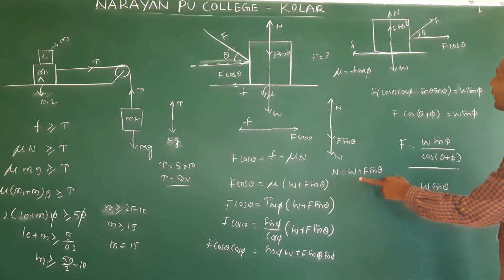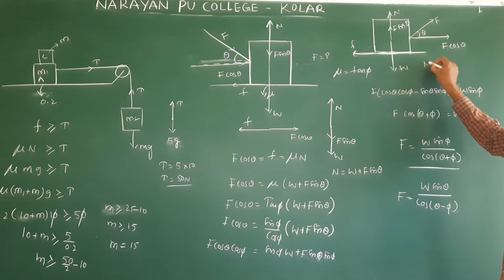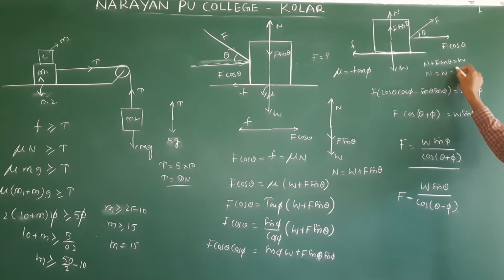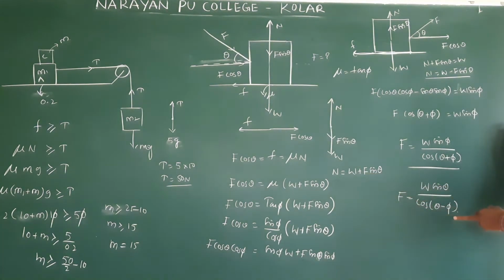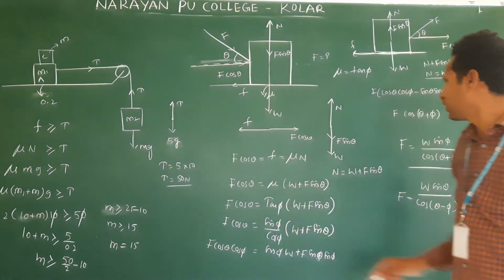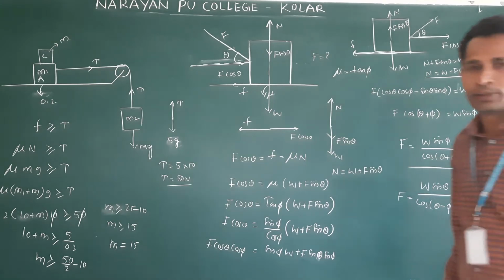Only in this equation do we find the change. What do you get? N. So here N plus F sin theta is equal to W. N is equal to W minus F sin theta. So this equation only changes. That's why your answer changes. For a given question, for this situation, the answer is this. For this situation, the answer is this. Please make a note of it.